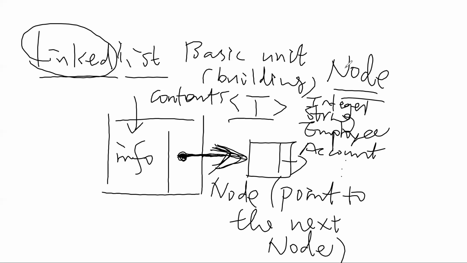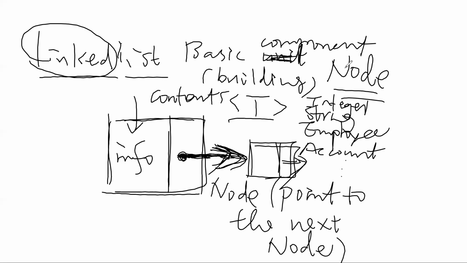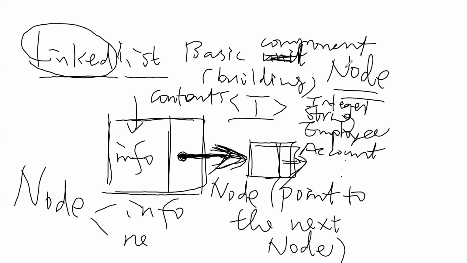But this structure itself also has some recursive flavor, because you have a field, and the field is itself a node, but it points to the other node. Okay, so the basic building component of a linked list is this. Visually it's this, and we call it a node. A node has two parts. It has an information part, which is whatever you're going to store in it, and the other part we call next.